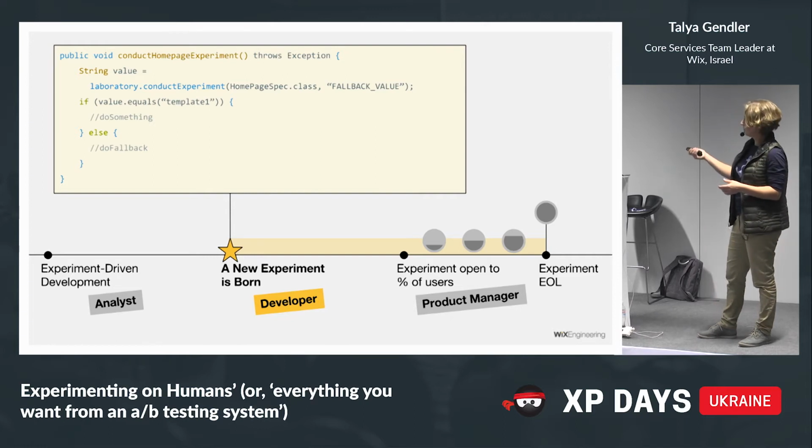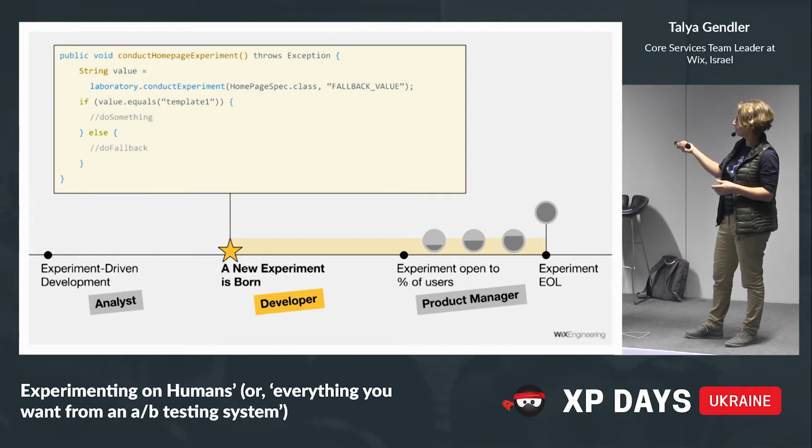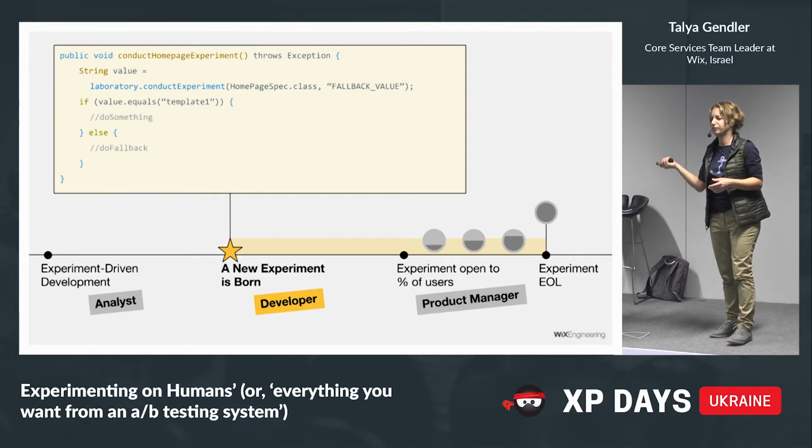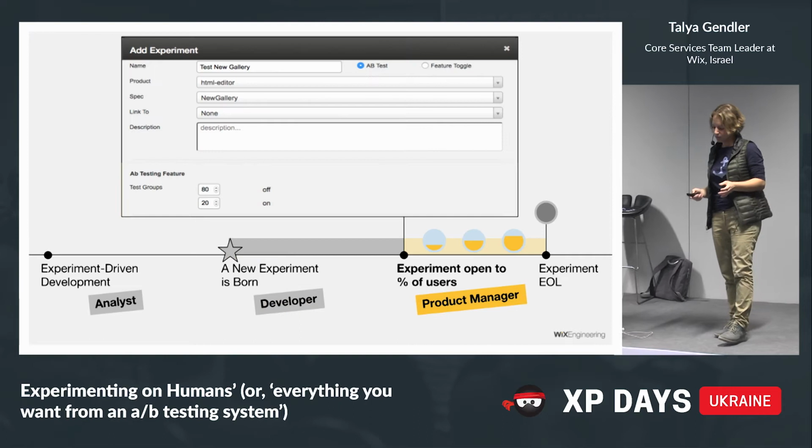So the original code before this experiment probably only had this thing, right? The do something is the old behavior. While the experiment is running, we have maybe this, and then at some point we need to decide which one of them is going to survive. So our code is constantly evolving with this thing.